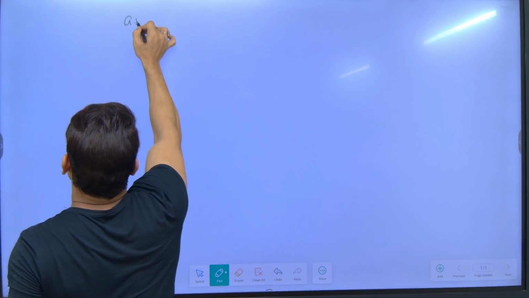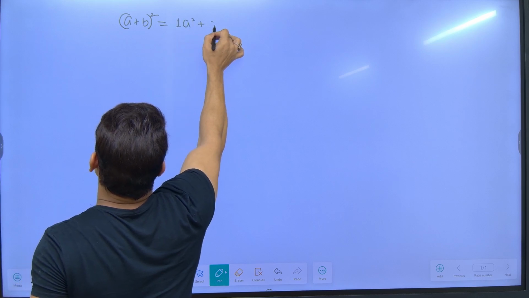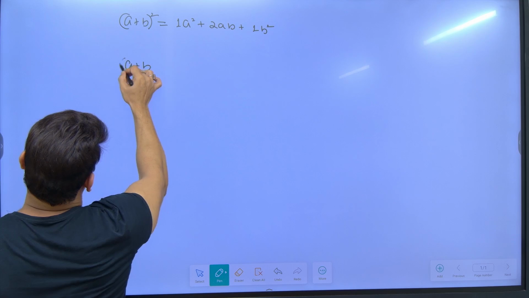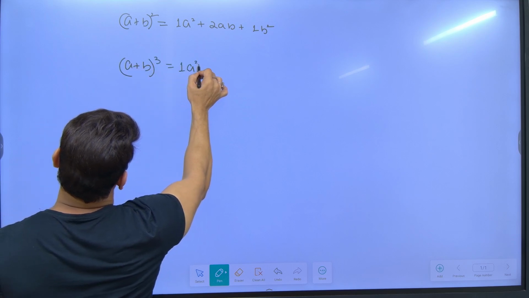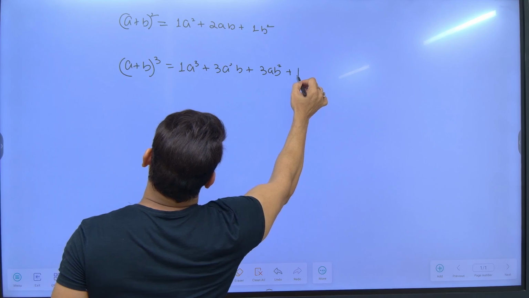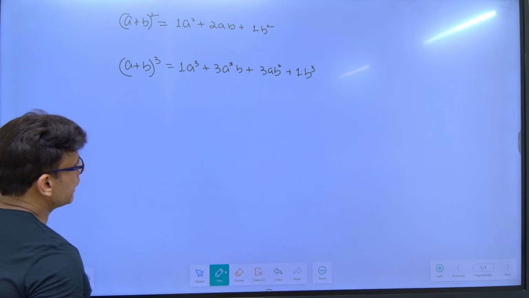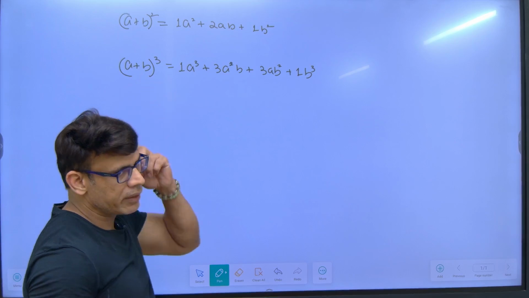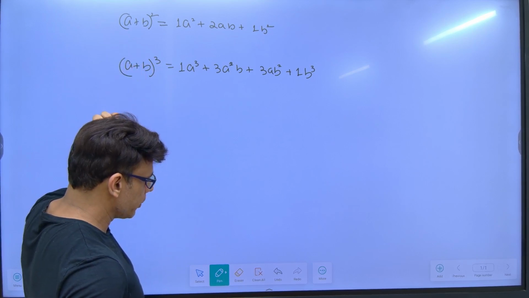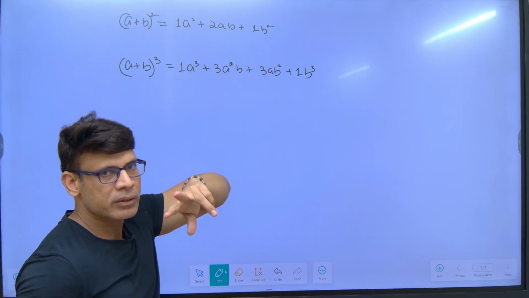So suppose we have a plus b whole square. How do you open it? You write 1a square plus 2ab plus 1b square. And if you have, let's say, a plus b whole cube, how do you open it? This is 1a cube plus 3a square b plus 3ab square plus 1b cube. So you see what is happening when you expand this. These identities we have done in 8th, 9th, 10th standard. This is binomial expansion. When you expand a plus b whole square or a plus b whole cube, first of all, the powers of a and b start changing.